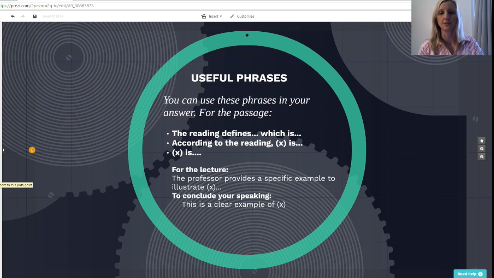Now, useful phrases for answering this question. You can use these phrases in your answer. When you're speaking about the passage, you need to say something like, the reading defines X, which is, according to the reading, X is, or X is. Of course, X is going to be the title of the passage. And for the lecture, you will say, the professor provides a specific example to illustrate, and then the title of the article. To conclude your speaking, you can simply say, this is a clear example of, and again, repeat the title.